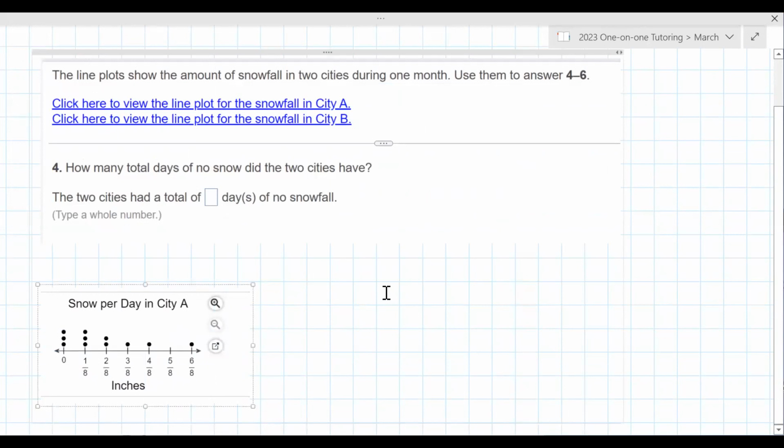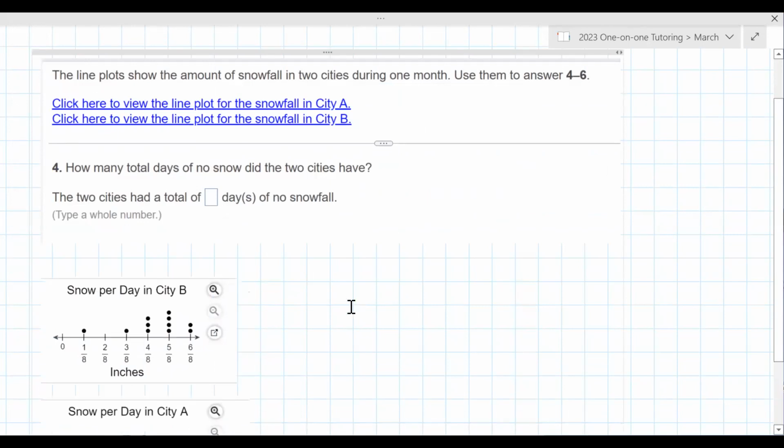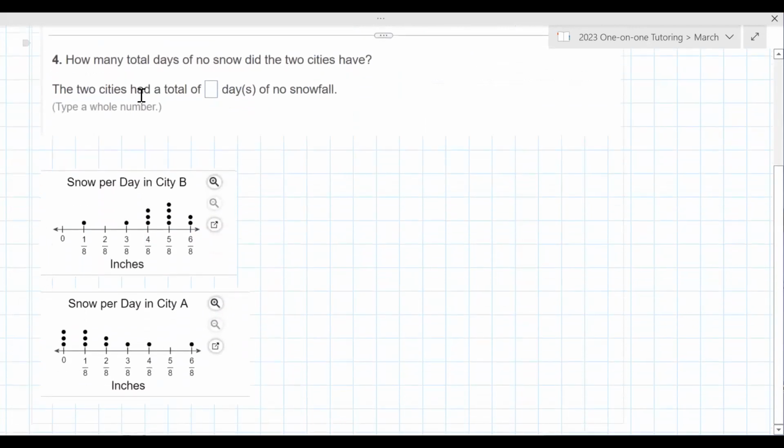All right, Brianna, are you able to hear me? Yes. Okay. All right, so we need to look at these two cities and say how many days of no snow. So we're looking for days with 0 snow. So are there any dots in city B for 0 snow? Yes. 0. Look at 0. Are there any dots? No. There's no dots. How about on city A? How many dots do you see? 3. There's your answer.